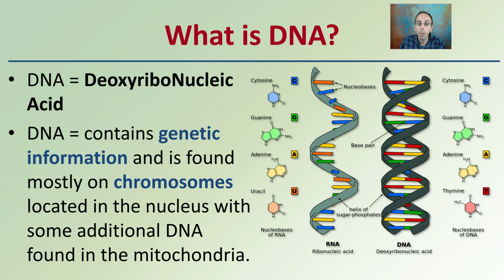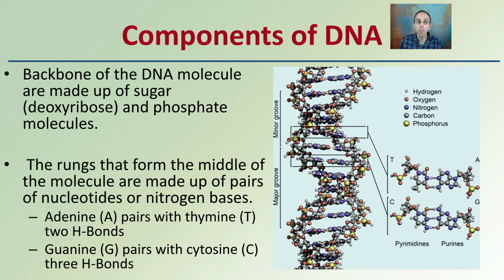It contains genetic material found mostly in chromosomes located in the nucleus, with some additional DNA found in the mitochondria. Keep in mind, DNA tends to be double-stranded and RNA single-stranded. RNA contains the nucleotide uracil. DNA will contain thymine. The backbone of the DNA molecule is made up of sugar, which is deoxyribose, and a phosphate molecule. And this tends to have a negative charge, which is important when we start talking about separation techniques.